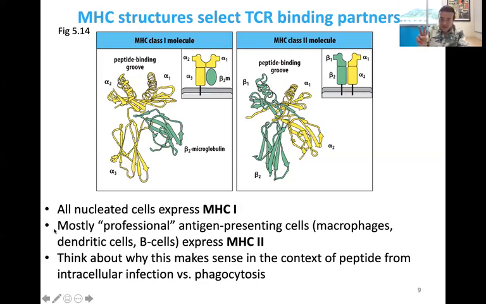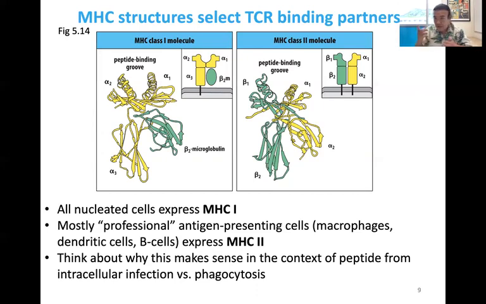MHC2, though, is different. Only a small subset of your body's cells bother having MHC2 on their surface in addition to MHC1. This subset of cells, not surprisingly, are some of your immune cells. We call these immune cells professional antigen presenting cells, or APCs. These include macrophages, dendritic cells, and B cells. In particular, macrophages and dendritic cells work by phagocytosing things, right?